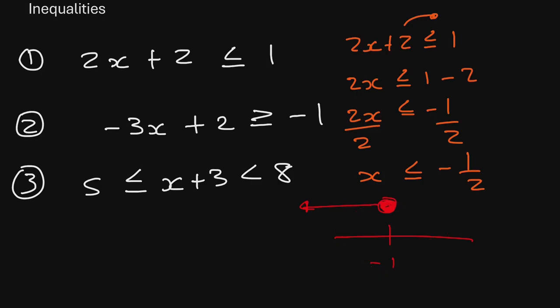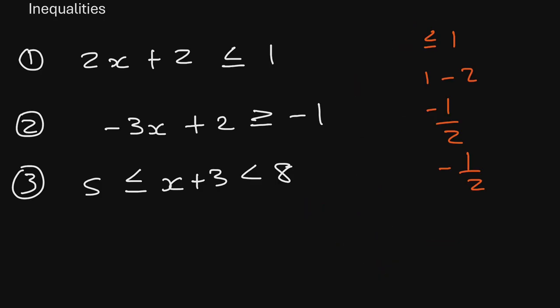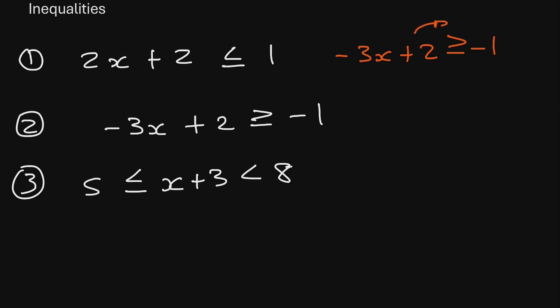So now let us look at the second problem. On the second problem, we are having negative 3x plus 2 greater than or equals to negative 1. So we're going to do the very same thing. We're just going to move the 2 to the other side. So we're just going to have negative 3x. And then when we move the 2 to the other side, that's going to be negative 1 minus 2. And therefore we have negative 3x greater or equals to negative 3, because negative 1 minus 2 is negative 3.